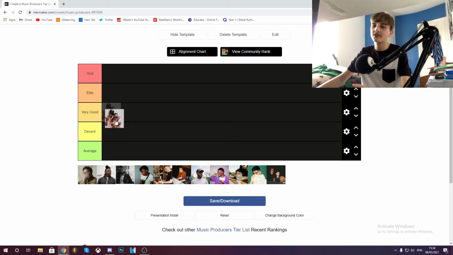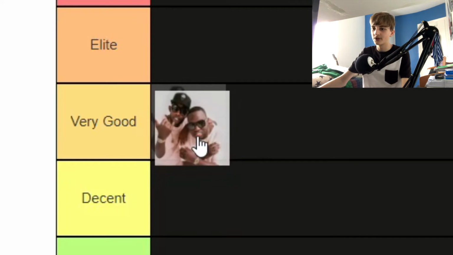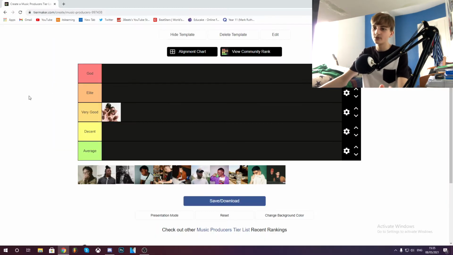Because obviously, there's some producers which just hover between those two places. And I find it hard to rank these two because they really have made an impact on the UK scene, in my opinion. Their beats are generally quite rhythmic and they have a lot of energy in them. So I think personally, I'm going to start off with very good over here because I just feel like they're too good to be put in decent. The next one we've got is Cash Money AP.